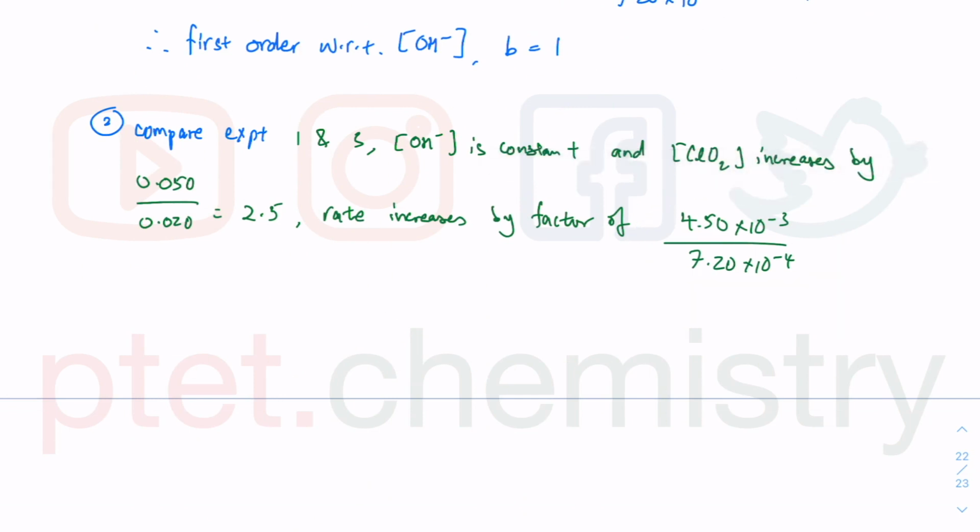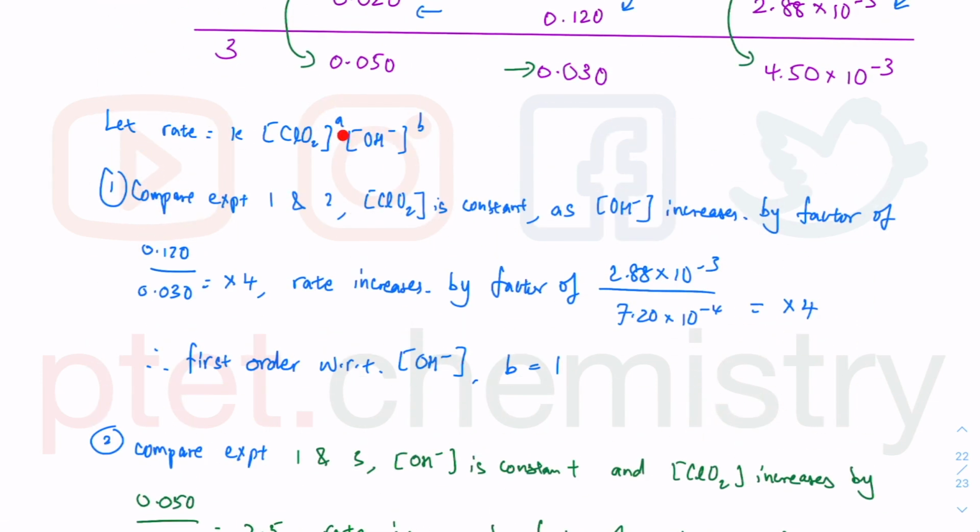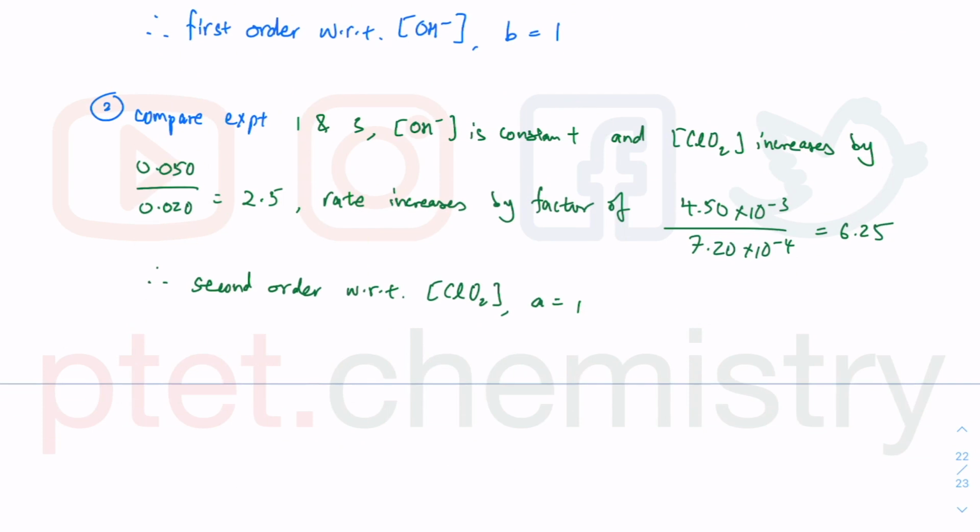And I get 6.25. So this looks like 2.5 squared exactly, and therefore it's second order with respect to the ClO2, which is changing. So A, because A was the order I put in the rate equation, so A is going to be 2, not 1. Don't know why I did 1 there.